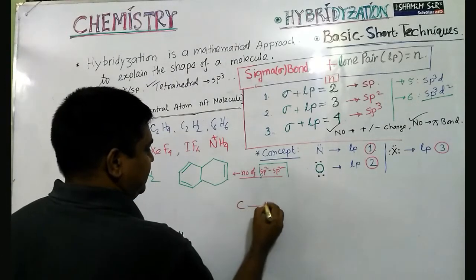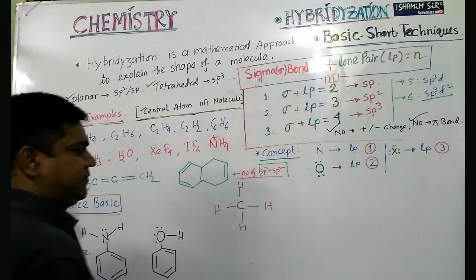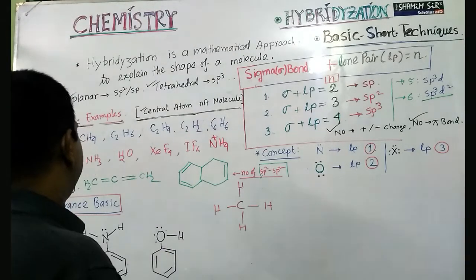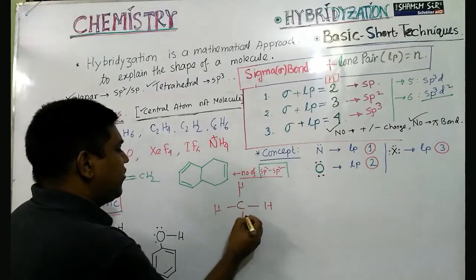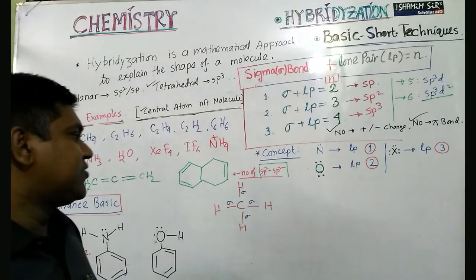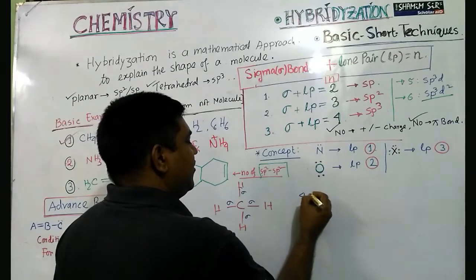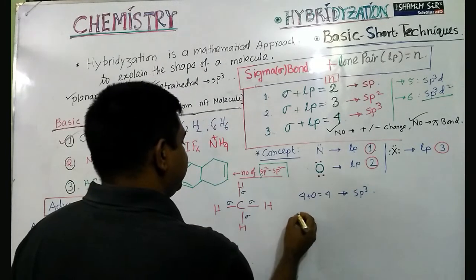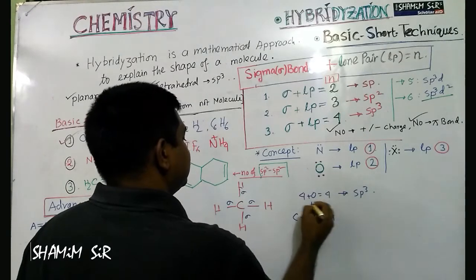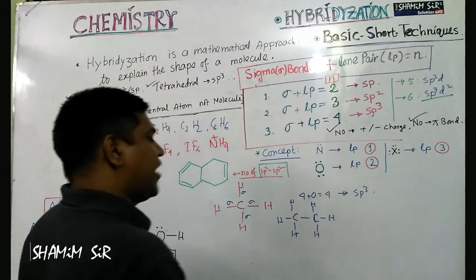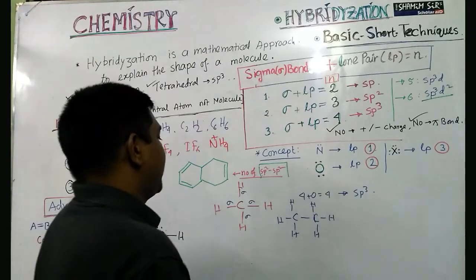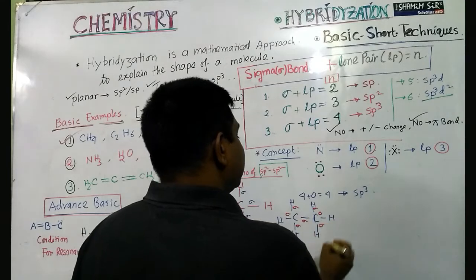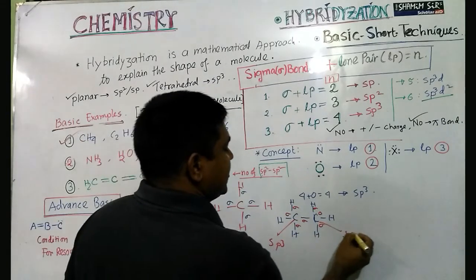In case of methane, the central atom is carbon, and we must remember that hybridization is always performed on the central atom, not the total formula. In methane, we get 4 sigma bonds and no lone pair, so sigma 4 plus lone pair 0 equals 4, it is sp3. Similarly, if I consider ethane, we get 2 carbons as central atoms. The first carbon has 4 sigma bonds, the second carbon also 4 sigma bonds. So the first carbon is sp3, the second carbon is also sp3.